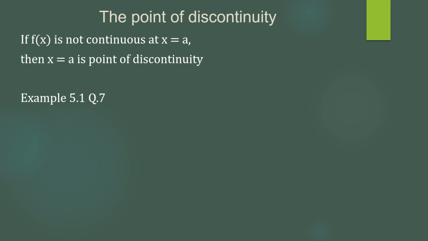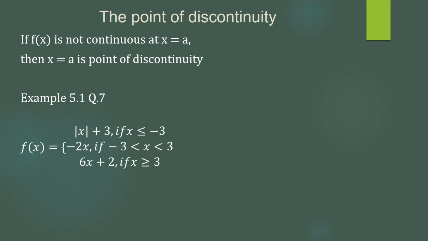Now to understand the point of discontinuity, we'll take one example from your exercise only, that is 5.1, question number 7. The question here is given as f of x is modulus of x plus 3 if x is less than or equal to minus 3, equal to minus 2x if minus 3 is less than x is less than 3, and 6x plus 2 if x is greater than 3.